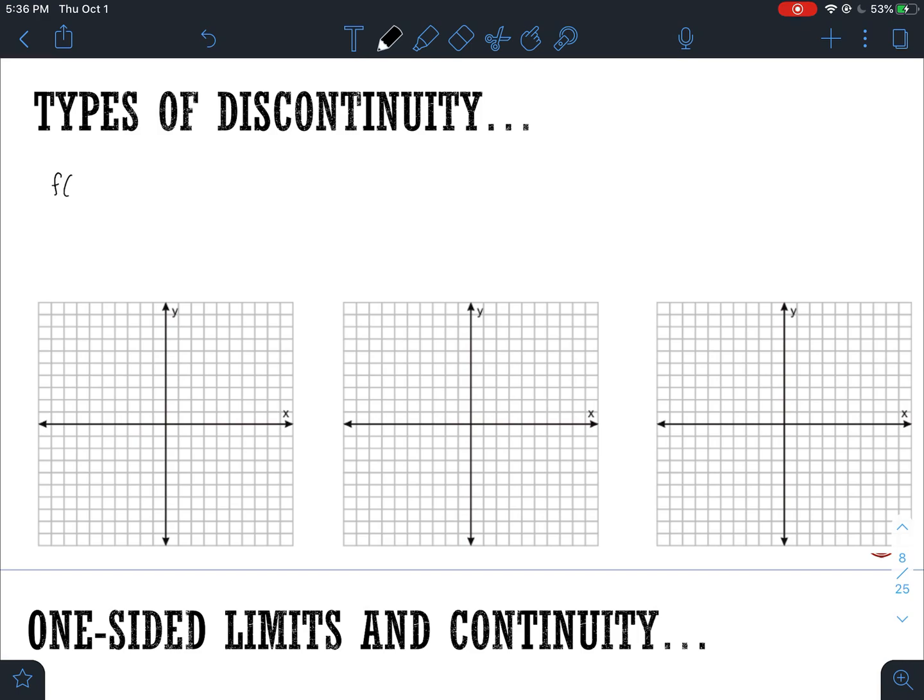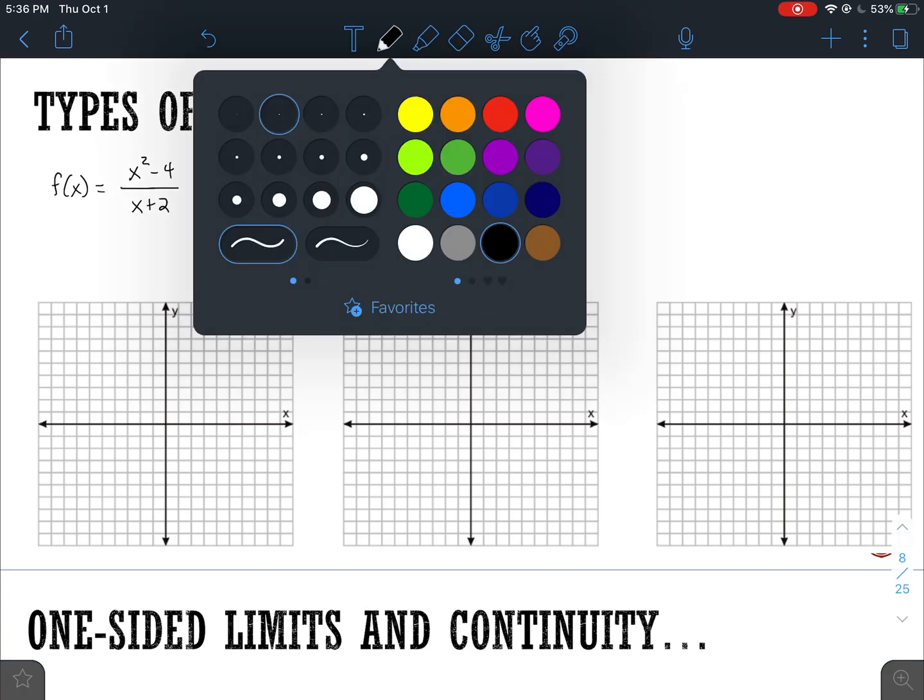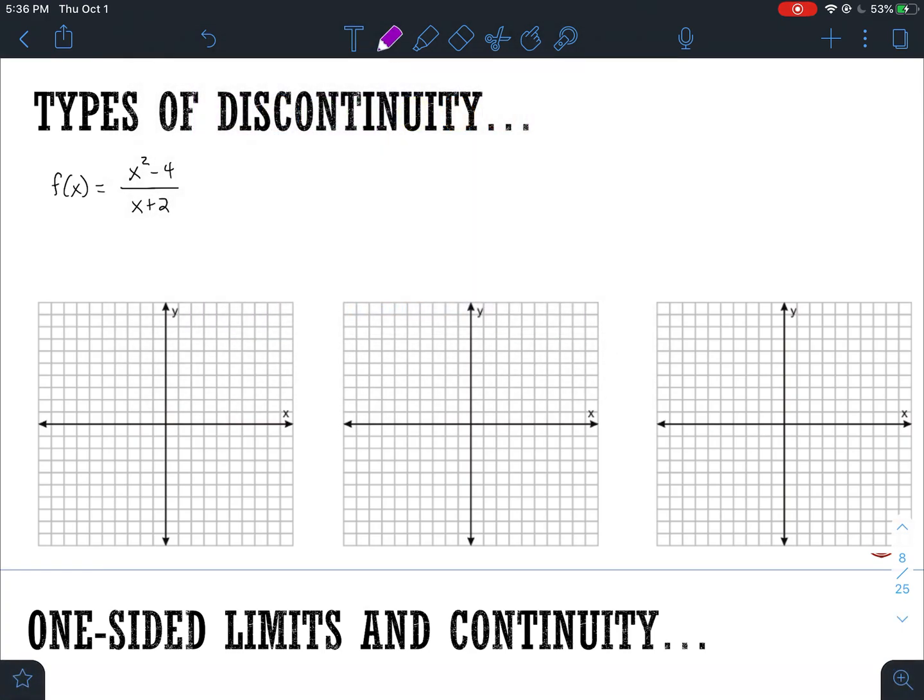For instance, if we had f of x equals x squared minus 4 over x plus 2, if you remember during our pre-calc review, this is a rational function, and so if I went to graph it, we would have x plus 2, x minus 2 over x plus 2, and those x plus 2's cancel. And remember, in a rational function, where things cancel makes a hole. So we have a hole at x equals negative 2.